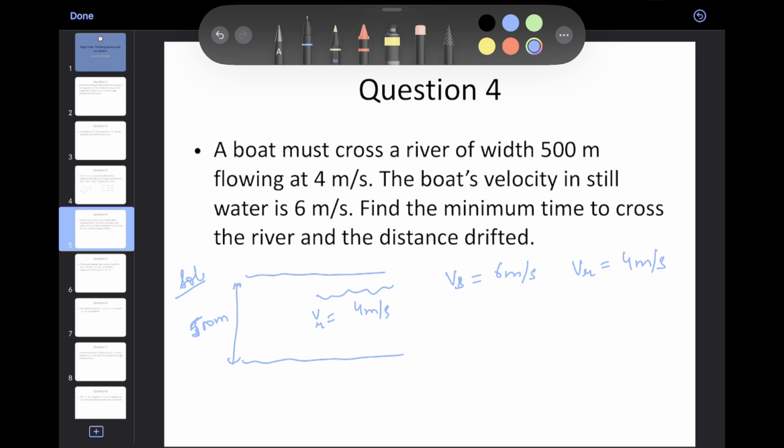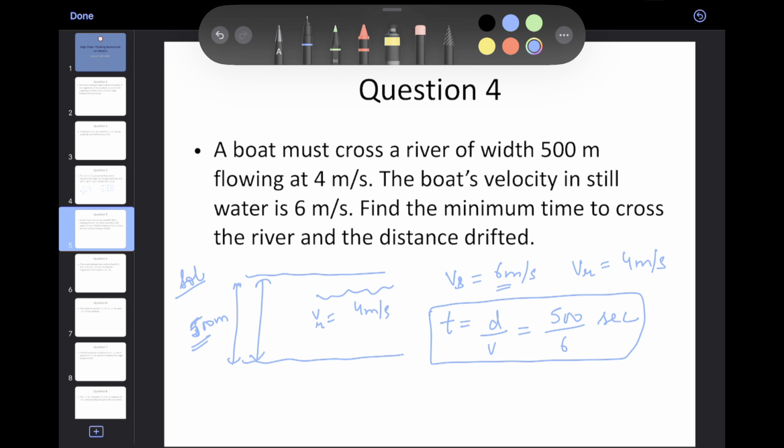So you have to cross this river. So distance is 500 meter and the boat has to cross, that is 6. So the minimum time is distance upon velocity. Distance is 500 and this is 6. So this should be the time.